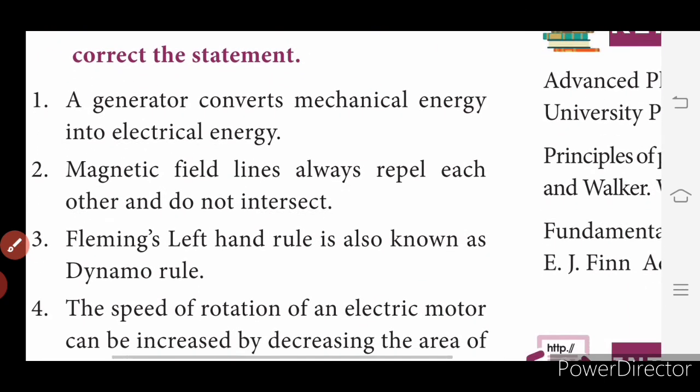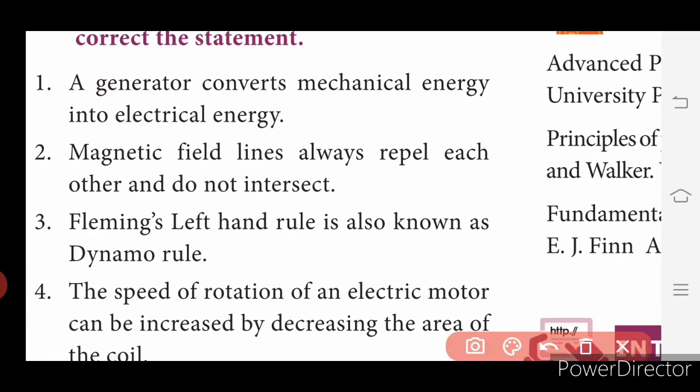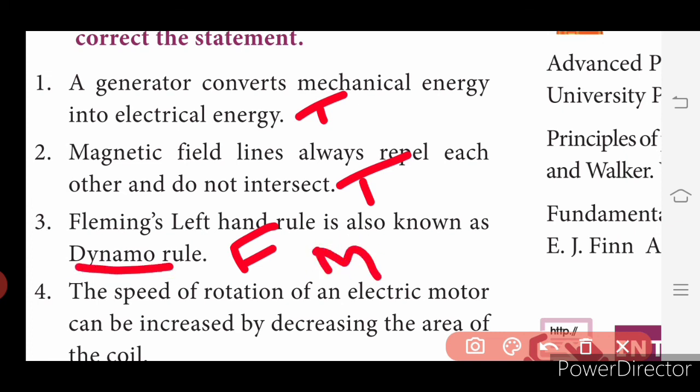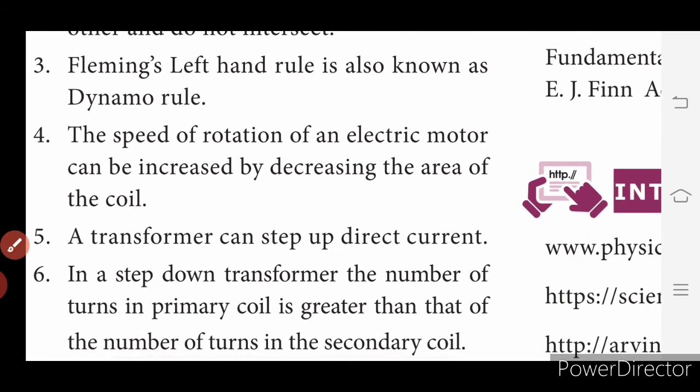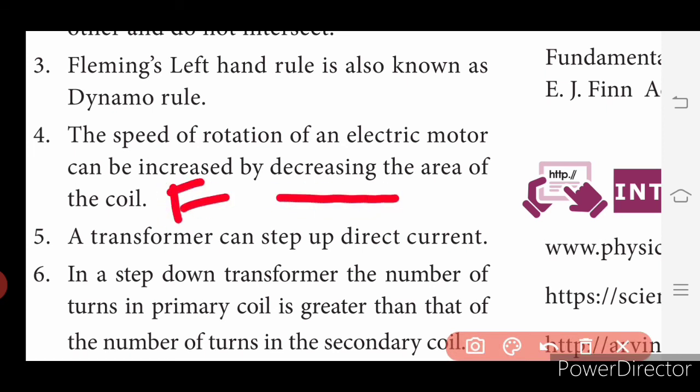A generator converts mechanical energy into electrical energy. True. Magnetic field lines always repel each other and do not intersect. That is also true. Fleming's left hand rule is also known as dynamo rule. This is false. It is not the dynamo rule. It is the motor rule. Then the speed of rotation of an electric motor can be increased by decreasing the area of the coil. This is false. It is not decreasing. It is increasing.